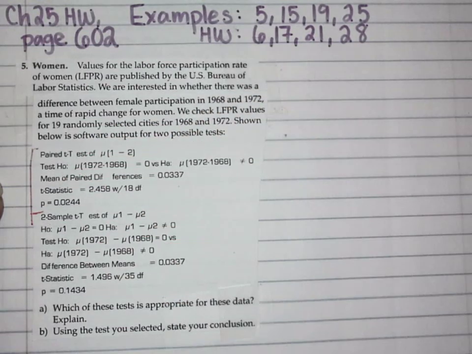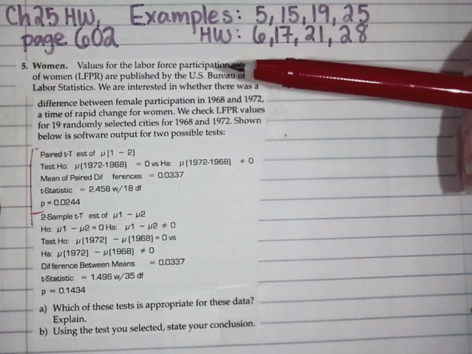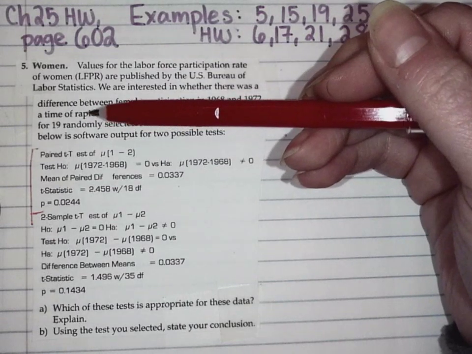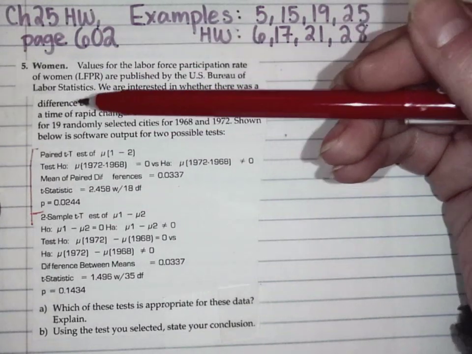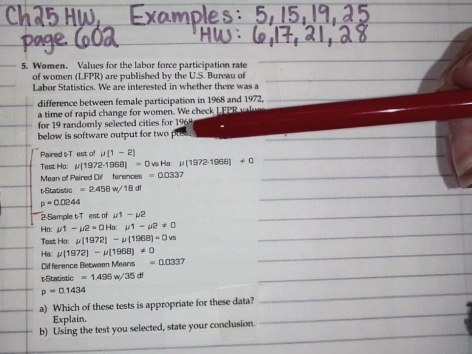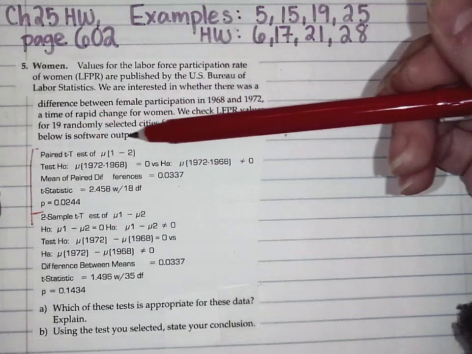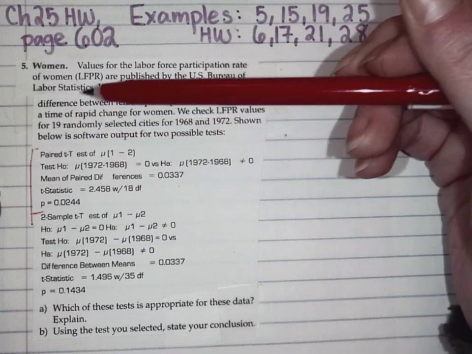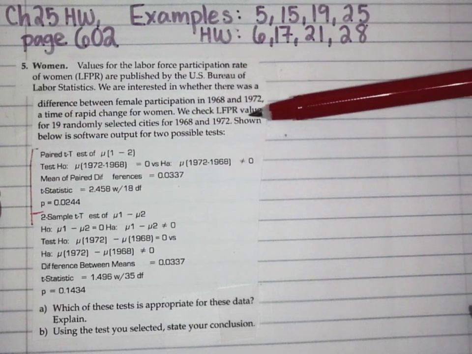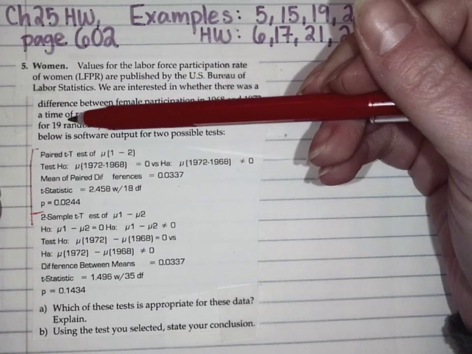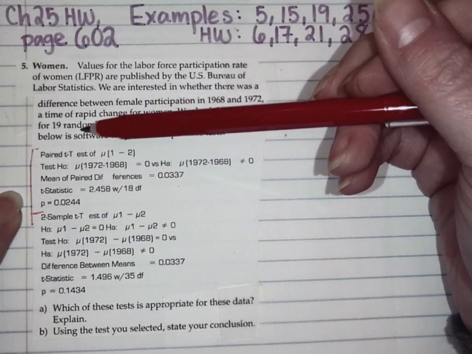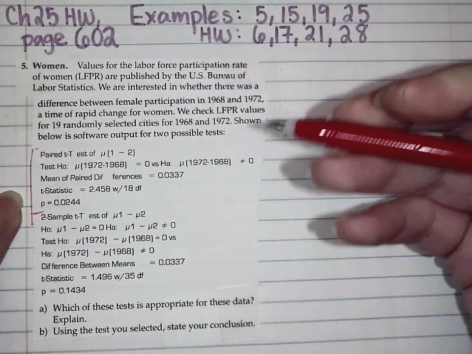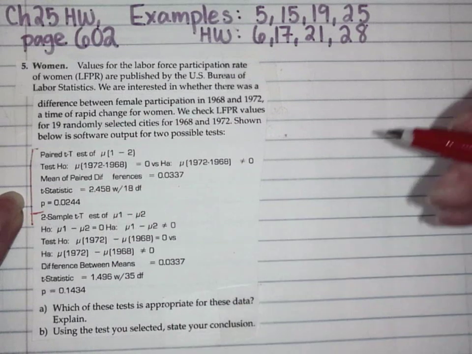For part A, it says which of these tests is appropriate for these data. Looking at the fact that they're going to be for women in 19 randomly selected cities, we are going to be looking at what it was before and what it was after, or what it was in 1968 and what it was in 1972 for those randomly selected cities. So because it is paired, we're going to be using the paired t-test.